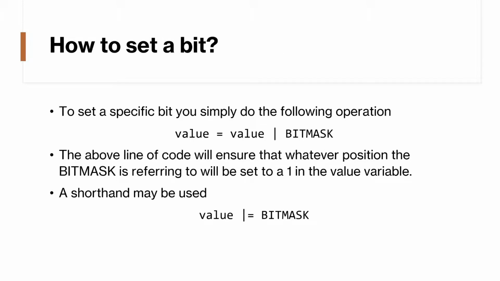The way you set a bit is just by doing that operation. You do value is equal to value bitwise OR the bit mask you want to use. What this will do is take value and set the bit at the bit mask location to 1 while not touching anything else. Because maybe there's stuff in value that we want to keep as a 0 or as a 1, we don't want to touch. What this will mean is that only the bit that we're interested in is set to a 1.